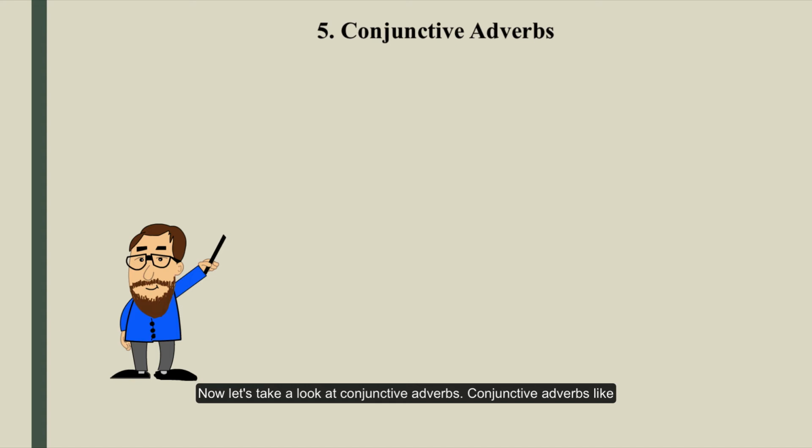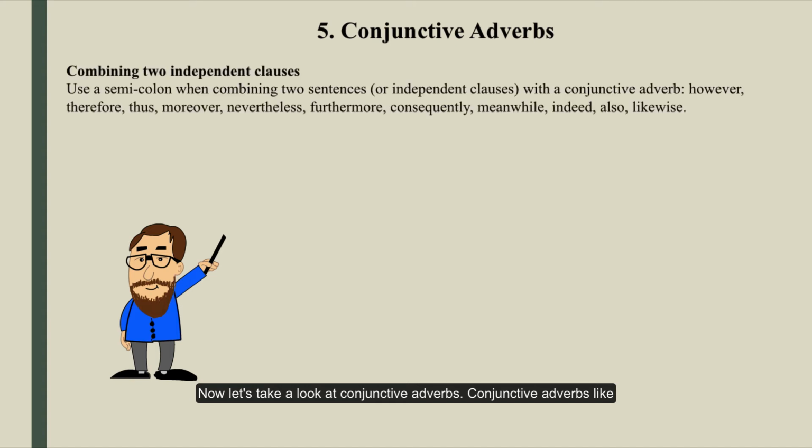Now let's take a look at conjunctive adverbs. Conjunctive adverbs like however, therefore, thus, moreover, nevertheless, they're great connector words that can be used to create meaningful and complex sentences, but they're often misused because of their relationship to the semicolon.